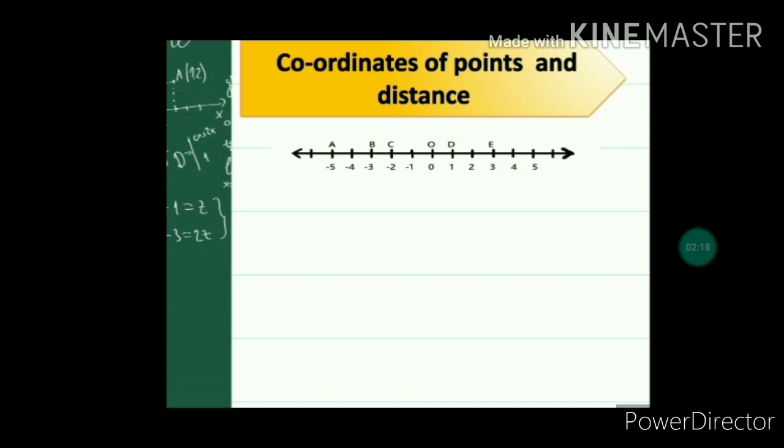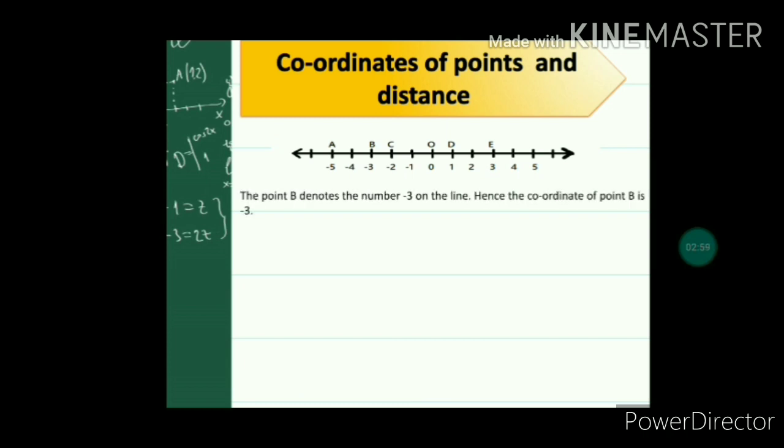The number line shows point A, point B, point C, point O, point D and point E. Coordinates of point A is -5, coordinates of point B is -3, coordinates of point C is -2, coordinates of point O is 0, point D is 1 and last coordinates of point E is 3.